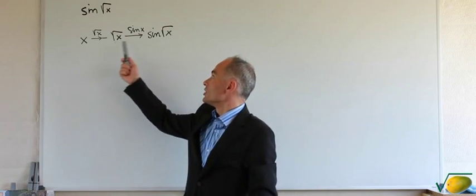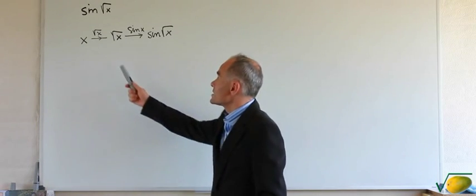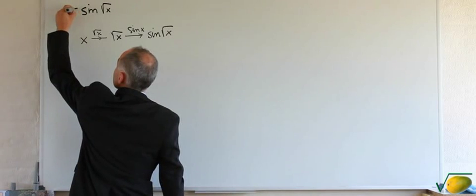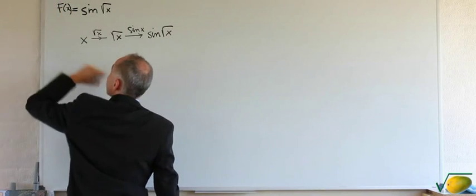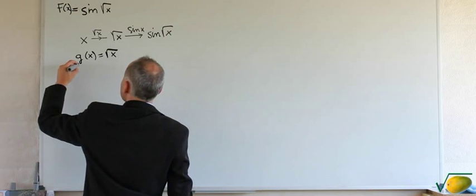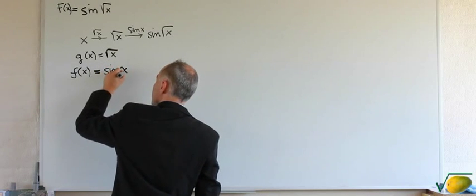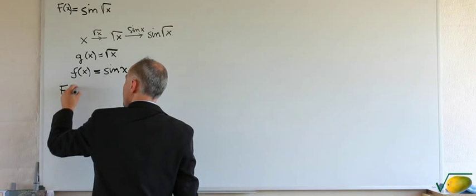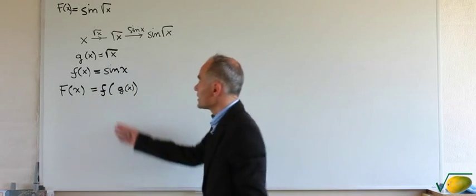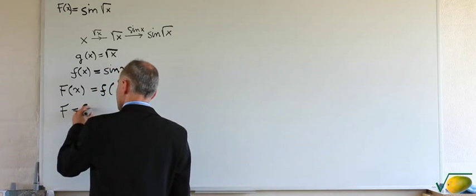So we have 2 steps here. We apply 2 functions, and the inner one is the square root of x, the outer one is taking the sine. So if I denote the composition by capital F of x, then the inner function g of x will be the square root of x, and the outer function, lowercase f of x, will be equal to sine of x. And then we could write down that capital F of x is the composition of f and g. Sometimes the composition is denoted as f circle g.